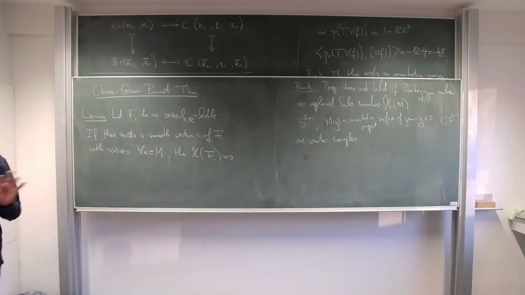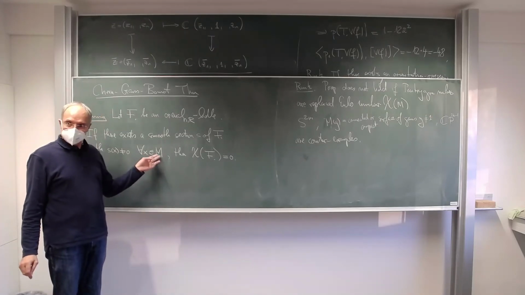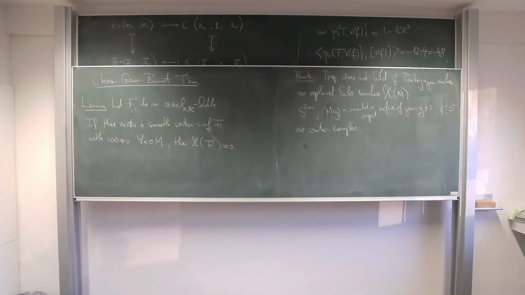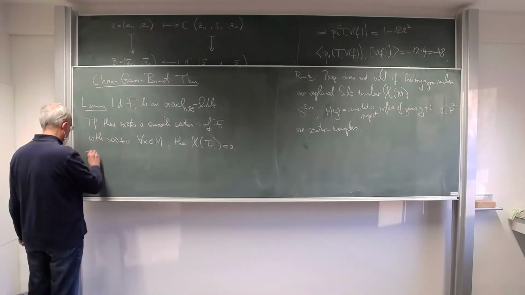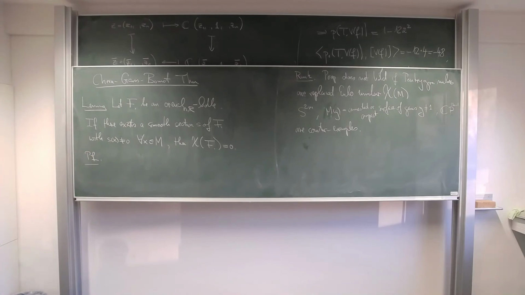So that's a statement about the Euler class, not about the Euler number. So here we don't really need M to be compact. I'm not applying the Gauss-Bonnet theorem here. And so why is that? Proof. Well, why is it?